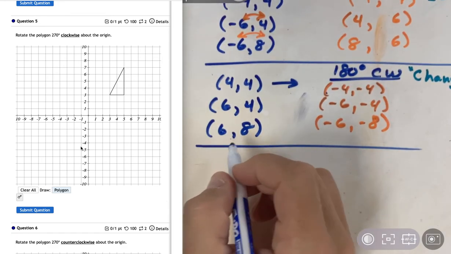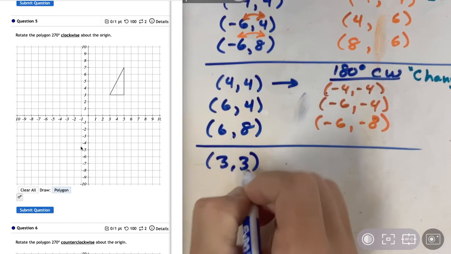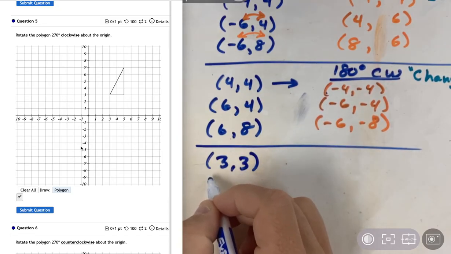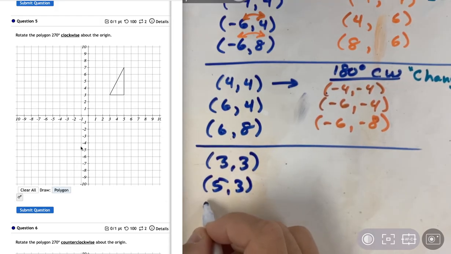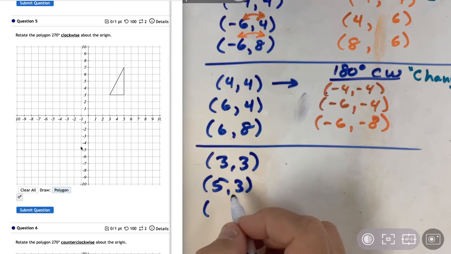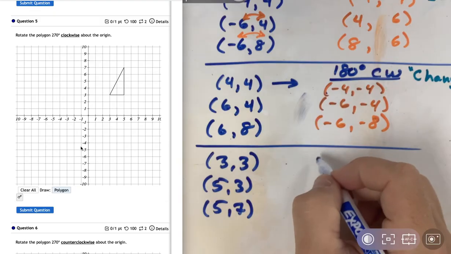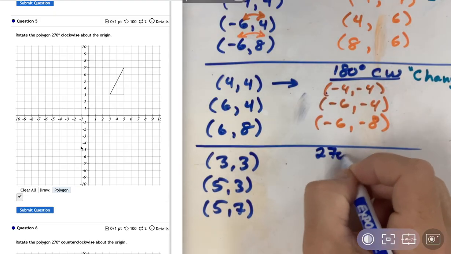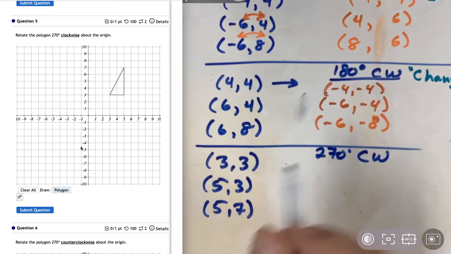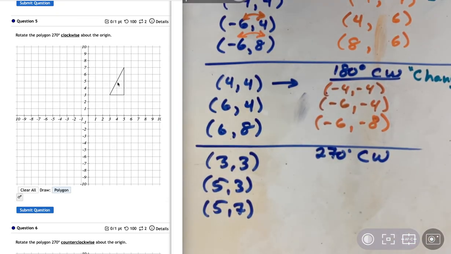It's got 3, 3, and then we got one here at, looks like 5, 3, and then we got another one over here at, what does it say, 5, 7. Now, if we're going to be doing 270 degrees clockwise, that means you're starting here in the top quadrant. We're going the way the clock works, which is down this way. But this is 90, this is 180, and this is 270. So you're going to end up over here in the top left quadrant, okay?